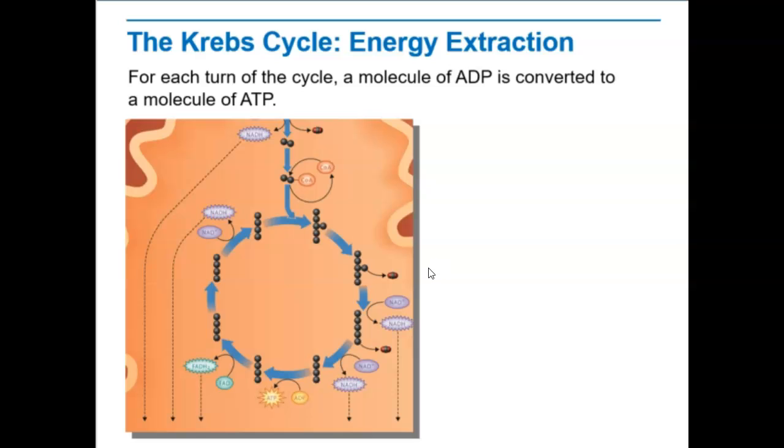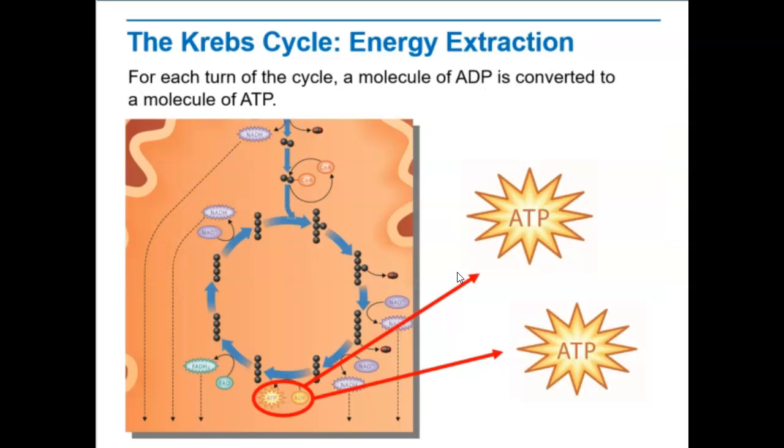All right, so for each turn of the cycle, so each time we go through this cycle, a molecule of ADP is converted into a molecule of ATP. Now, how many turns can this do per molecule of glucose? Well, we know one molecule of glucose is broken into 2 molecules of pyruvic acid, right? So that would mean 2 ATP would be produced from 1 glucose. Okay, there it is.